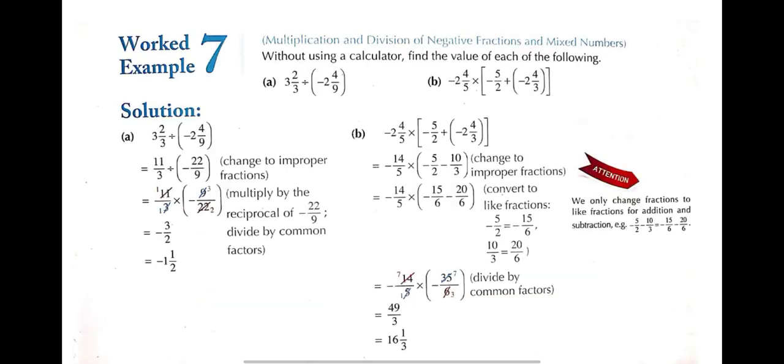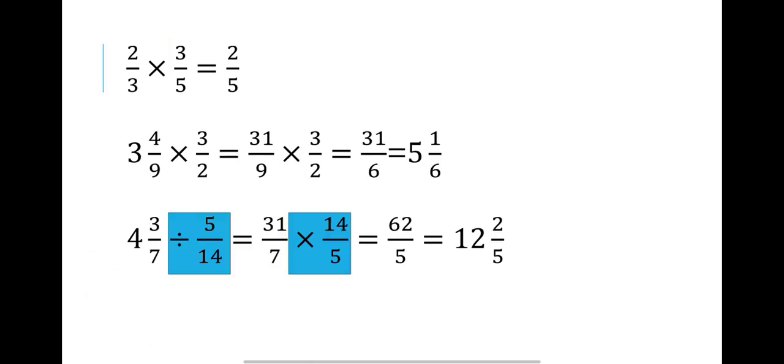Cancel out the 3 first, and then you're just left with 2/5. This one is the same. You just need to change into improper fractions first, and then lastly the division.